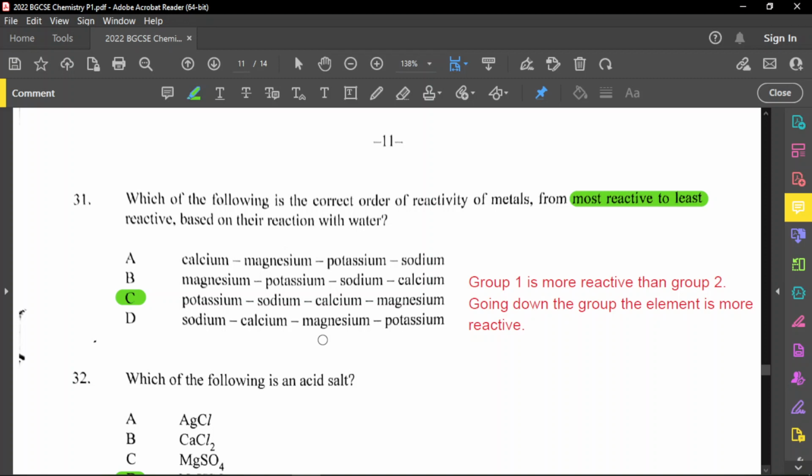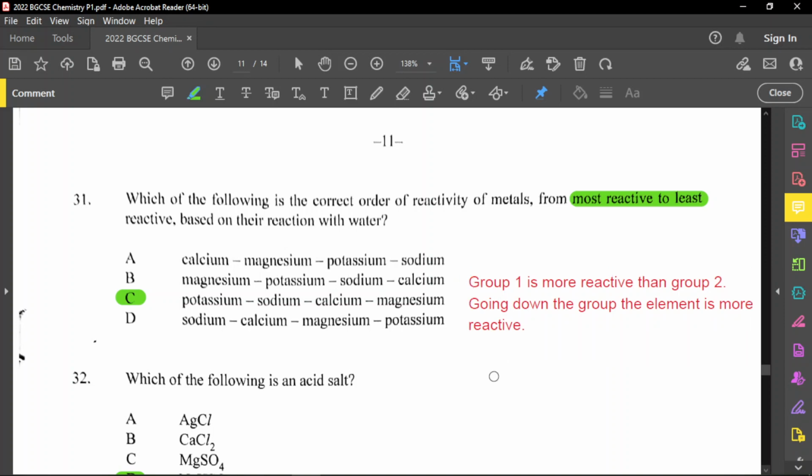And it's simple. The group 1 metals, they are more reactive than the group 2. So the group 1 must come before the group 2, right? So sodium and potassium, they are group 1. Calcium and magnesium, they are group 2, right? So the group 1 must come before the group 2. That's one way. So off the bat, you know that A will be incorrect and B will also be incorrect because group 2 cannot come before group 1.